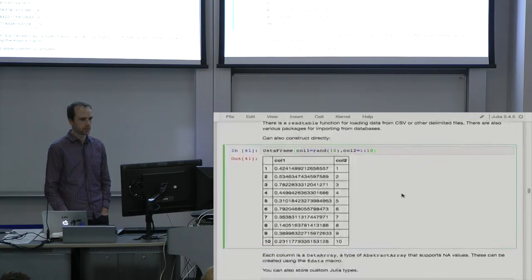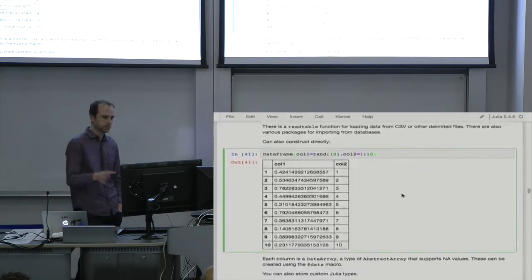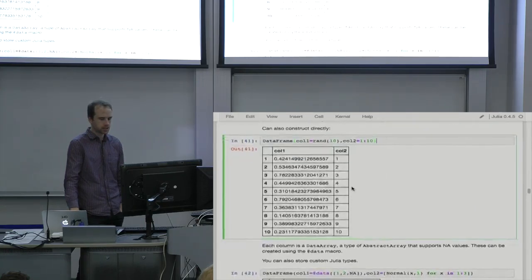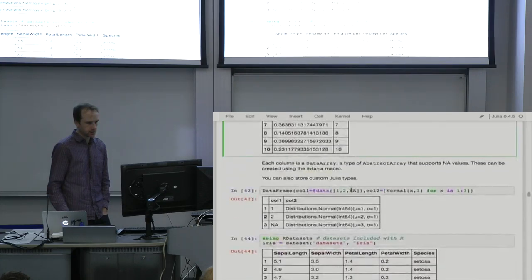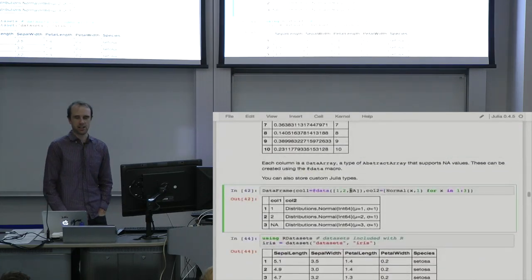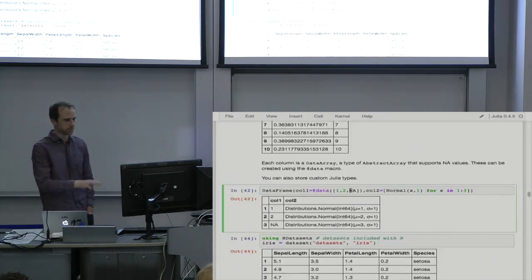But how it works: using DataFrames, there are a couple of ways you can construct them. One easy way is just passing in columns as keyword arguments. So this is column one, column two. Each column here is what's called a DataArray, which is essentially a type of array with optional missingness, so you can have NA values. The other nice thing about DataArrays is you can stick any Julia object in there. You can make a column of distributions here, for example. If you have an image type, you can just stick images in there, whatever. Just throw it in. It'll work.